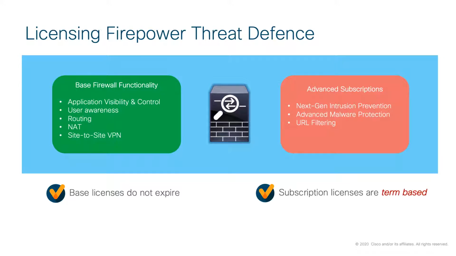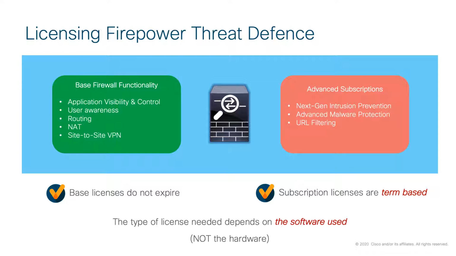The second option that we have are the advanced subscriptions. Now, these are the ones that provide our next generation capabilities. So things like our next generation intrusion prevention, our advanced malware protection, and also URL filtering. So these are subscription licenses, and they are typically term-based, and the terms range from 1 year to 3 years and 5 years. It's important to note here that the type of license that you need to apply to your device depends on the software that's being used and not on the actual hardware.